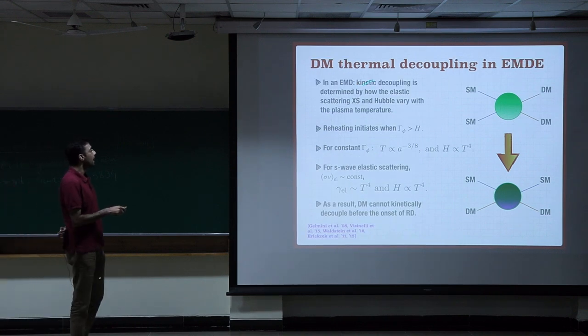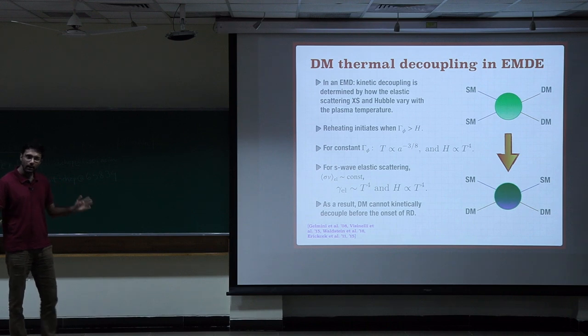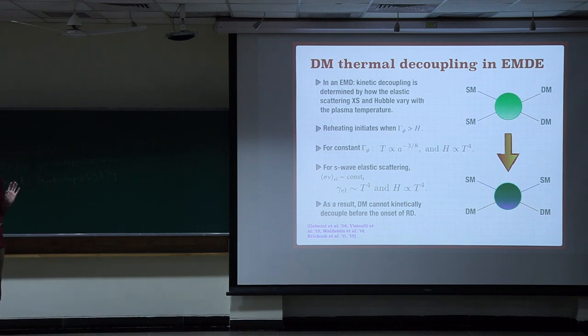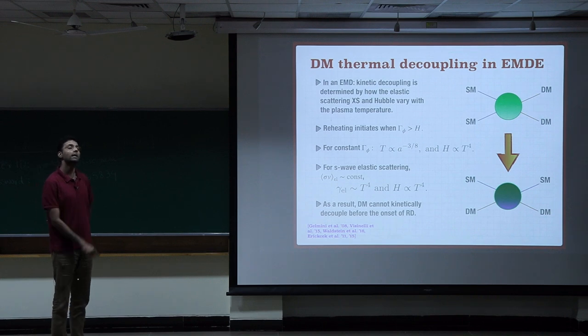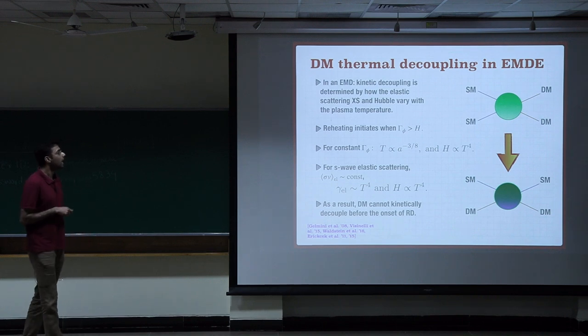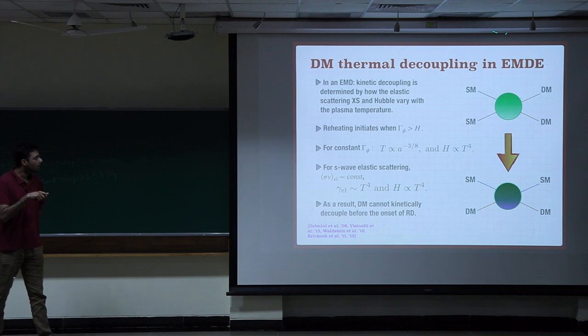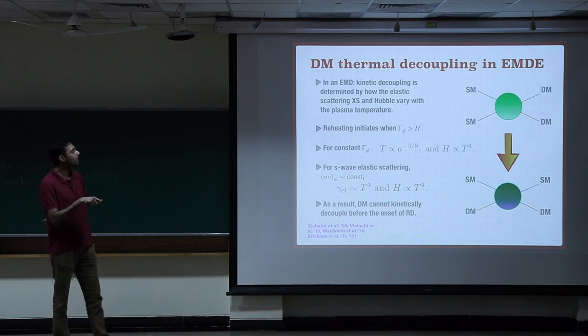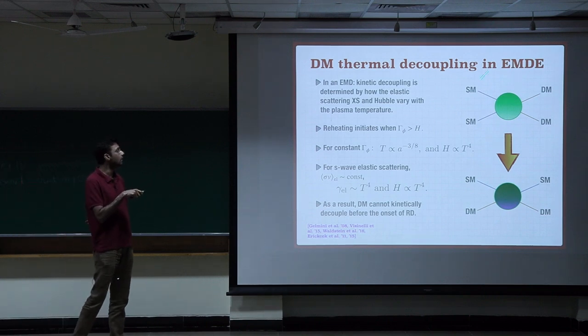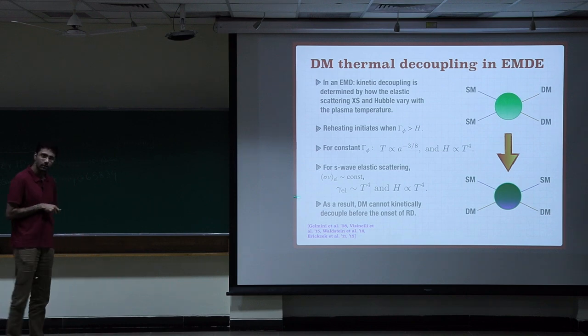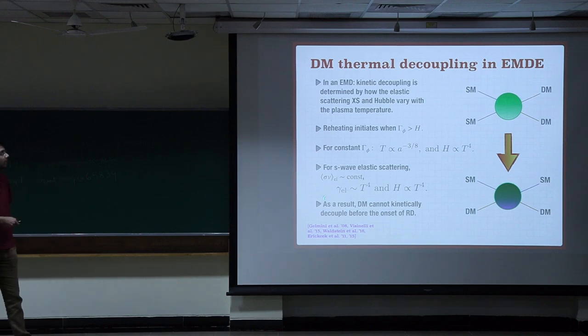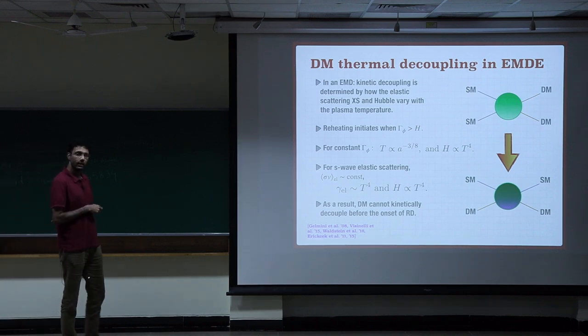Now what will happen if there is an intermediate matter domination during this time? So what happens to the dark matter thermal decoupling in an early matter-dominated era? If in the early matter-dominated era the conditions still remain the same, the first one is to check whether the dark matter standard model annihilation rate is equal to the Hubble rate or not. Then one is to check whether they are kinetically coupled or not.